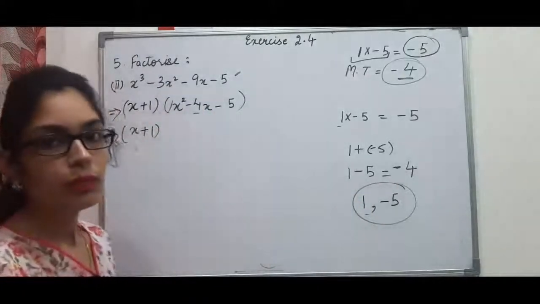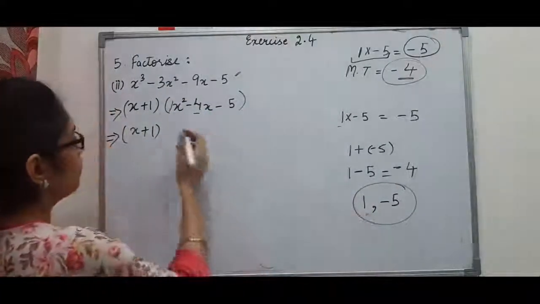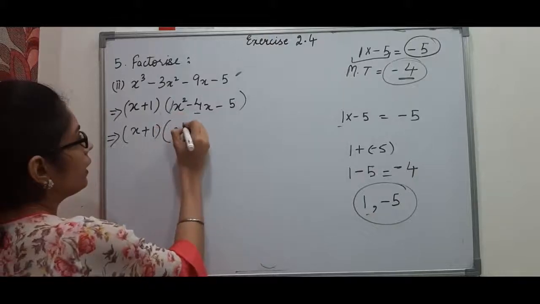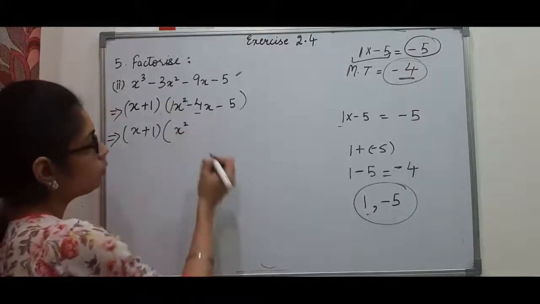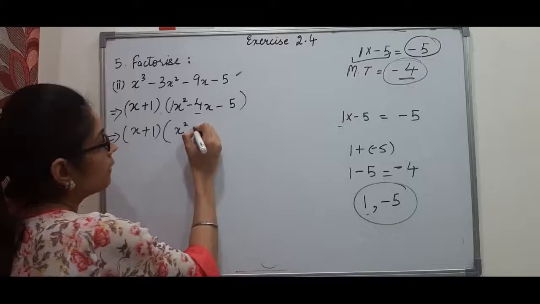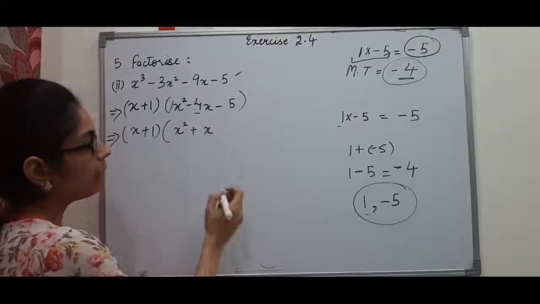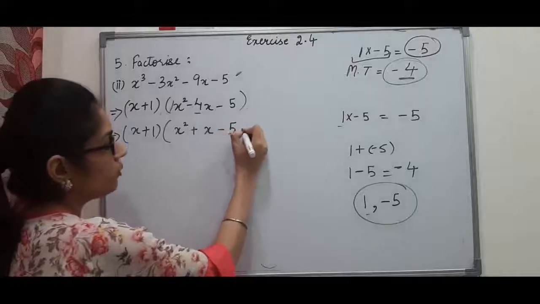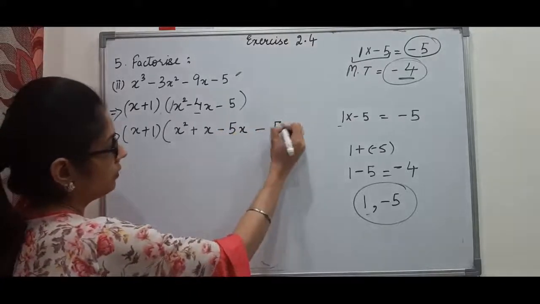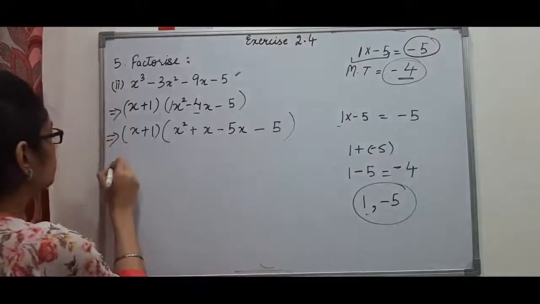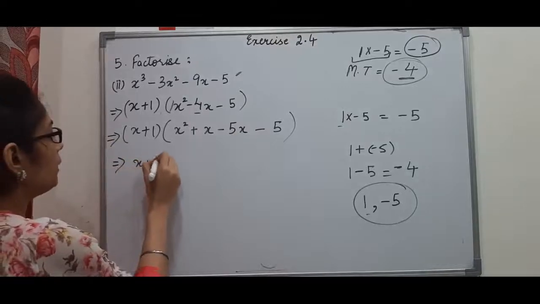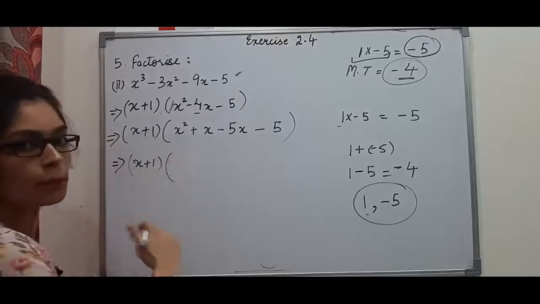Now in place of the middle term I have to use these numbers. So here x square, and in place of minus 4x I can write plus x minus 5x minus 5. So 1 means plus 1 times x, and x I have to write as it is, minus 5x minus 5. Now I can take common. So x plus 1, this I have to keep on writing.